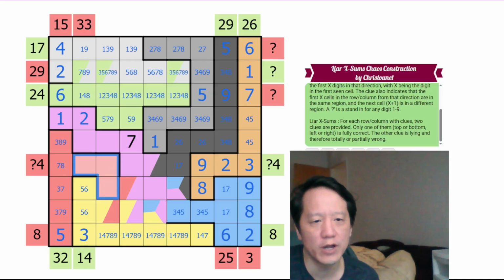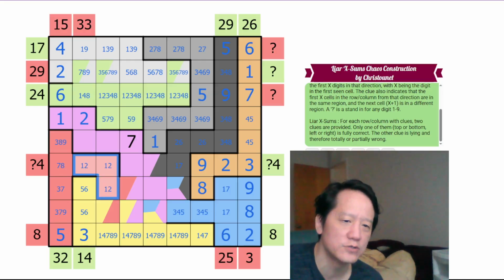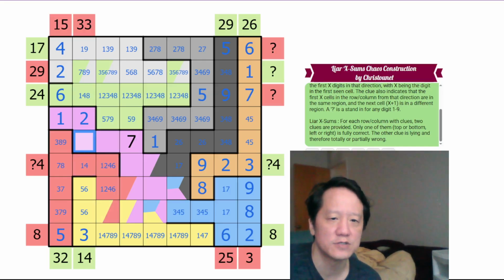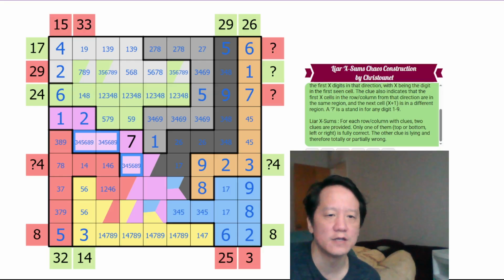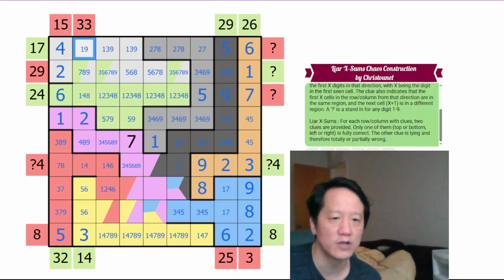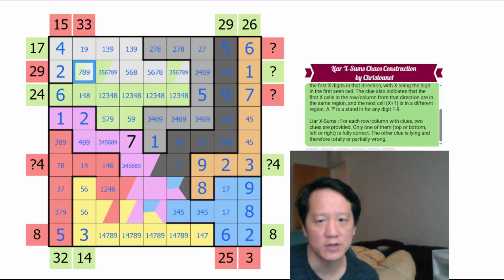Okay, remaining reds have to be 1, 2, 4, and 6. This can't be 2 or 6. This can't be 2 because of 2 in a row. Pinks have to be 3 through 6, and then 8, 9. No 3, 5, 6 there because of 3, 5, 6 in the column. Where is the 7 in column 2? It has to be here.